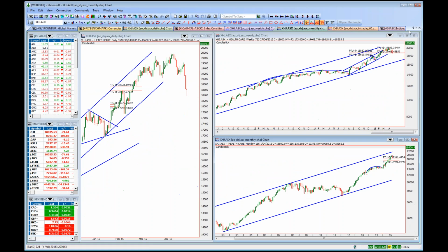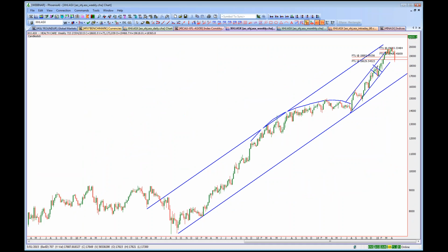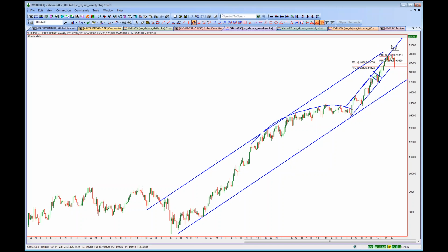On the weekly, we had a flag that pretty much hit the top of our target, okay? Literally hit the top of our target, and that was it. And we had drawn a channel also. We'll just extend it. And it was also at the top of our channel, the inside channel here. So it hit our target and the top of the channel.